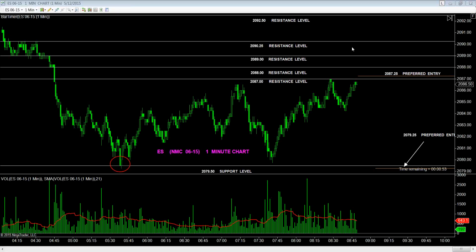5/12/2015. Trading ES near contract month June 2015. You're looking at a 1-minute chart with a preferred entry price at 2087.25. That's a tick above the now readjusted, most recently established resistance level by this price area here at 2087 flat. Targets to the upside are 2088, 2089, 2090.25, and end goal 2092.50.